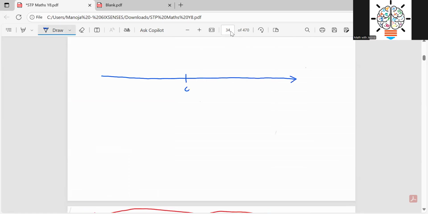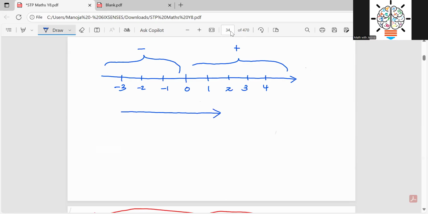And here it is 0 and 1, 2, 3, 4, and on the other side -1, -2, -3. So then on this side we know the positive numbers, and on this side we have the negative numbers, and to this direction the value is increasing. Value increasing to this direction.